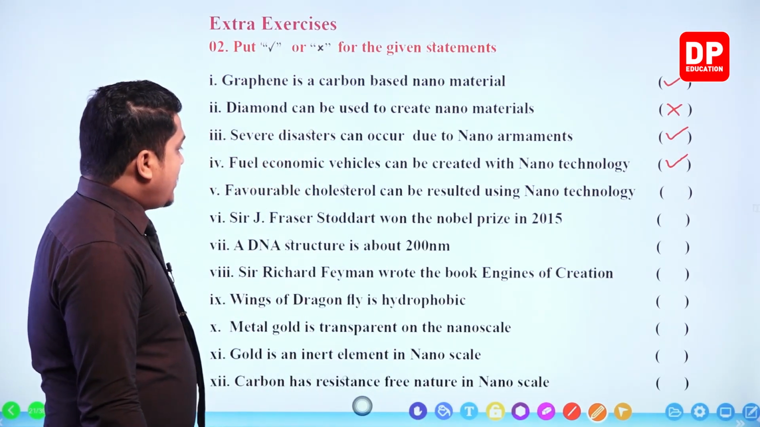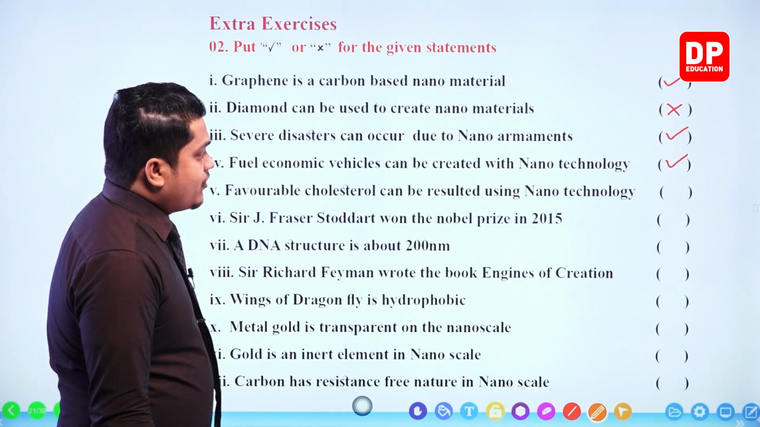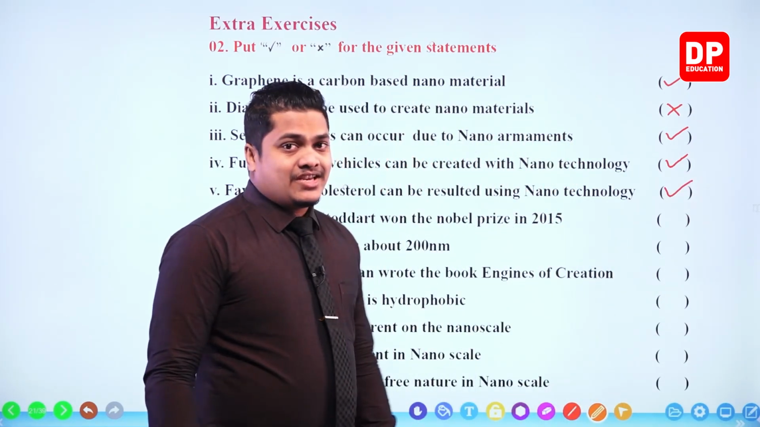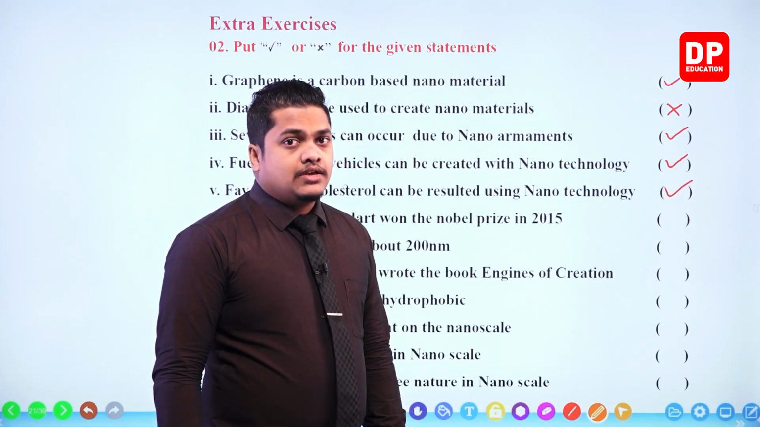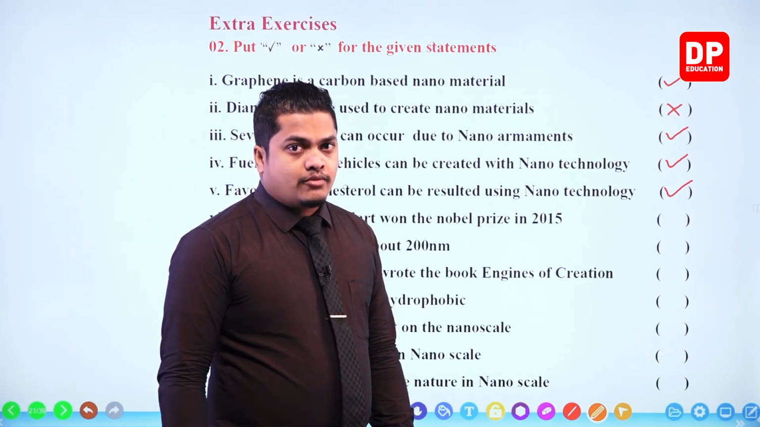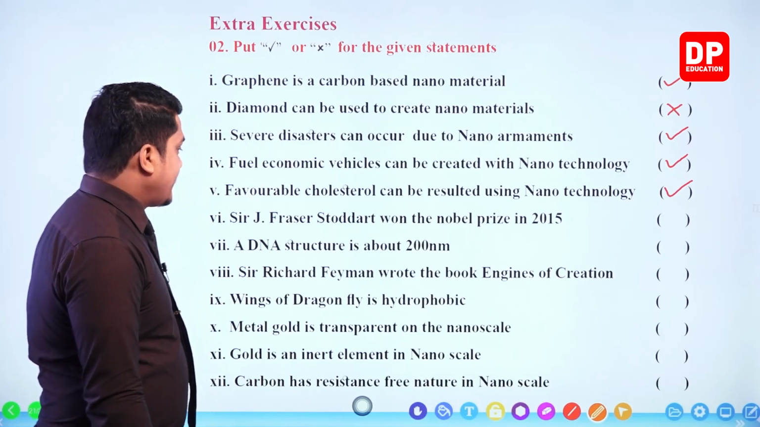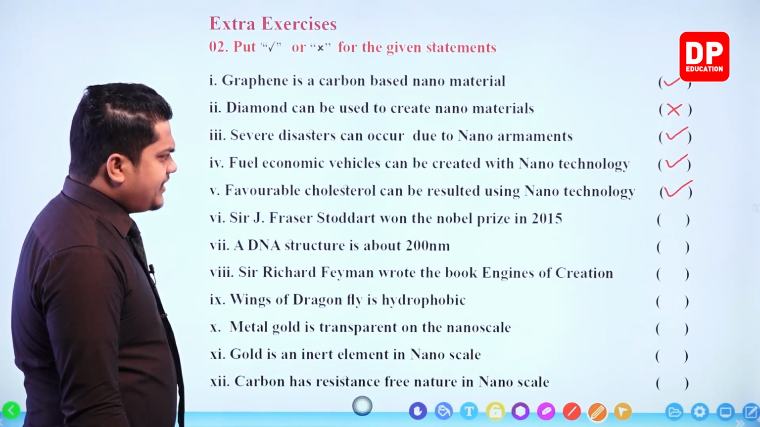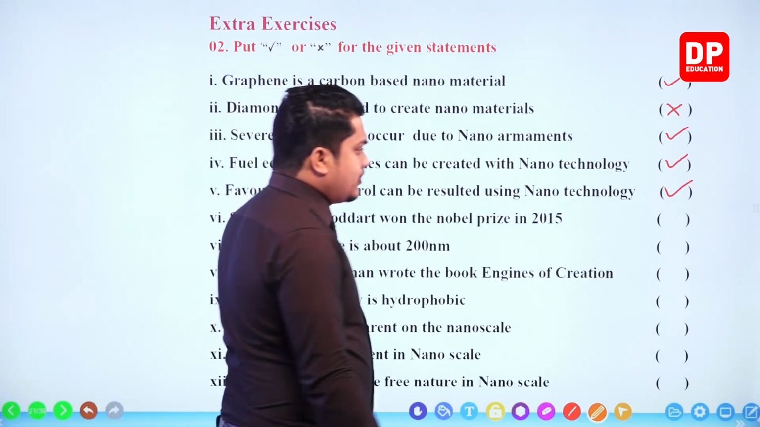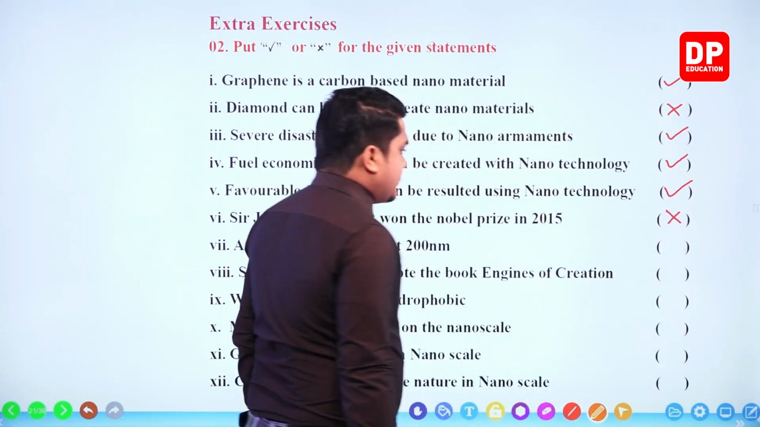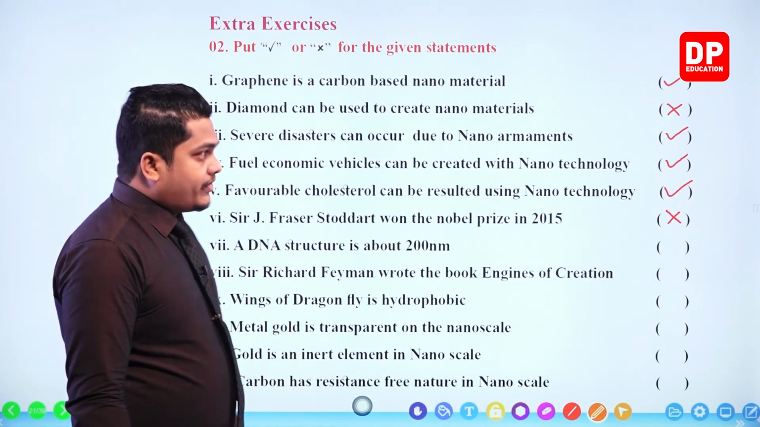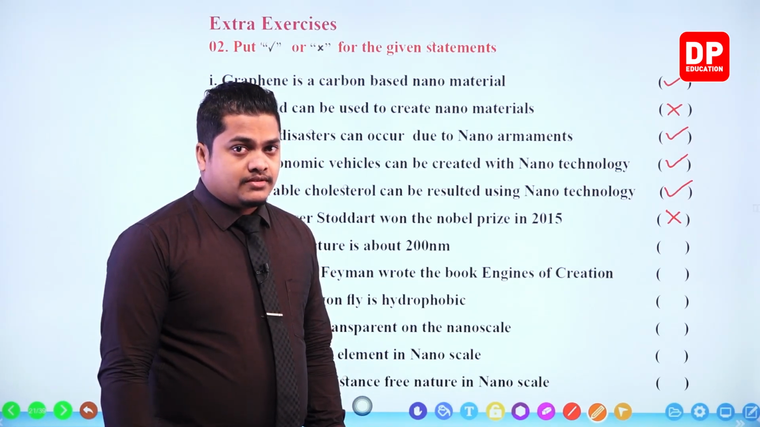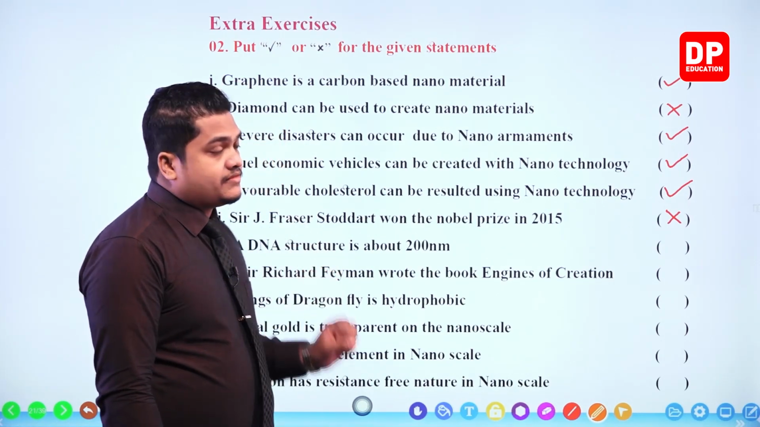Next one. Favorable cholesterol can be resulted using nanotechnology. Once again, correct. Favorable cholesterol, that means HDL, can be resulted by using nanotechnology. Correct, no problem. Next one. Sir J. Fraser Stoddart won the Nobel Prize in 2015. Incorrect. That is incorrect. He and two others won the Nobel Prize for turning molecules into machines. However, not in 2015, my dear children.